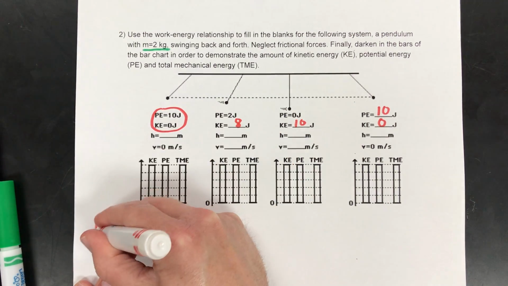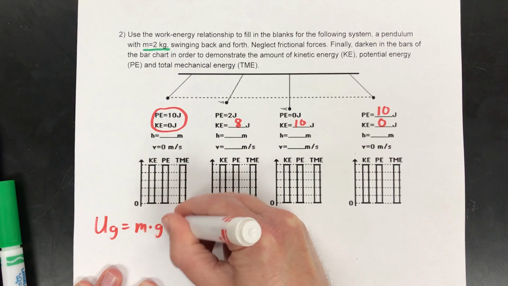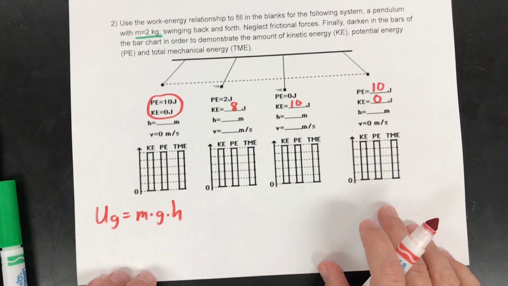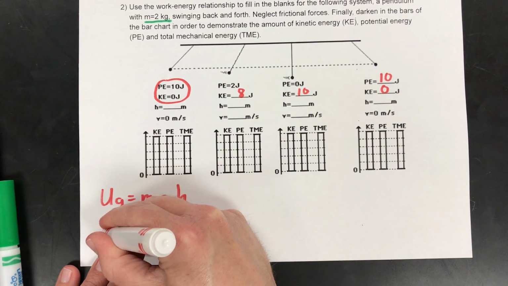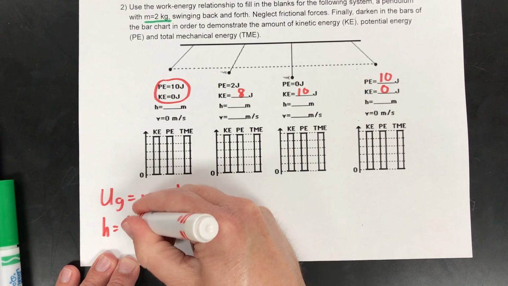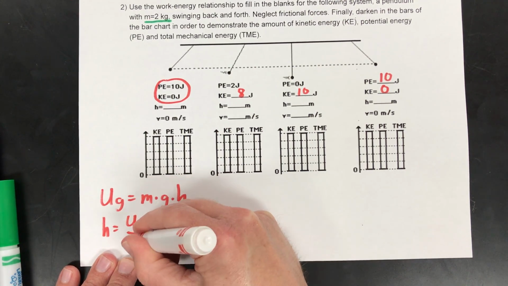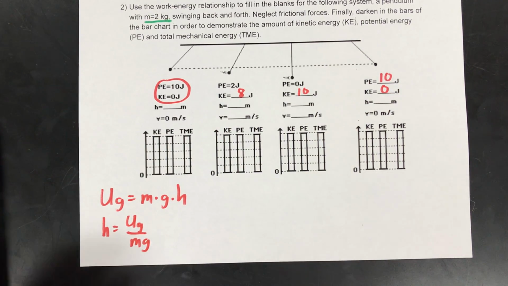To find the height, we're going to use the gravitational potential energy equation. Gravitational potential energy is mass times gravity times height. I'm actually going to rearrange this because we're going to do it a couple times. I'm going to get myself an equation for height. To get the height, I would divide each side by mg. So I'll get the gravitational potential energy divided by mg. That will give me the height there.